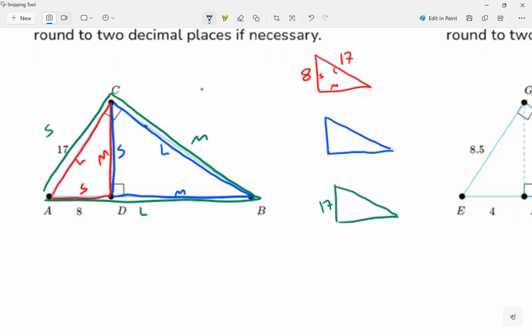What is one of the values that we need to solve? This side right here, right? The side CD. Let me call it X for right now. So that's the medium side of the red triangle. It's X. And the small side of the blue triangle, I'm going to call it X as well.